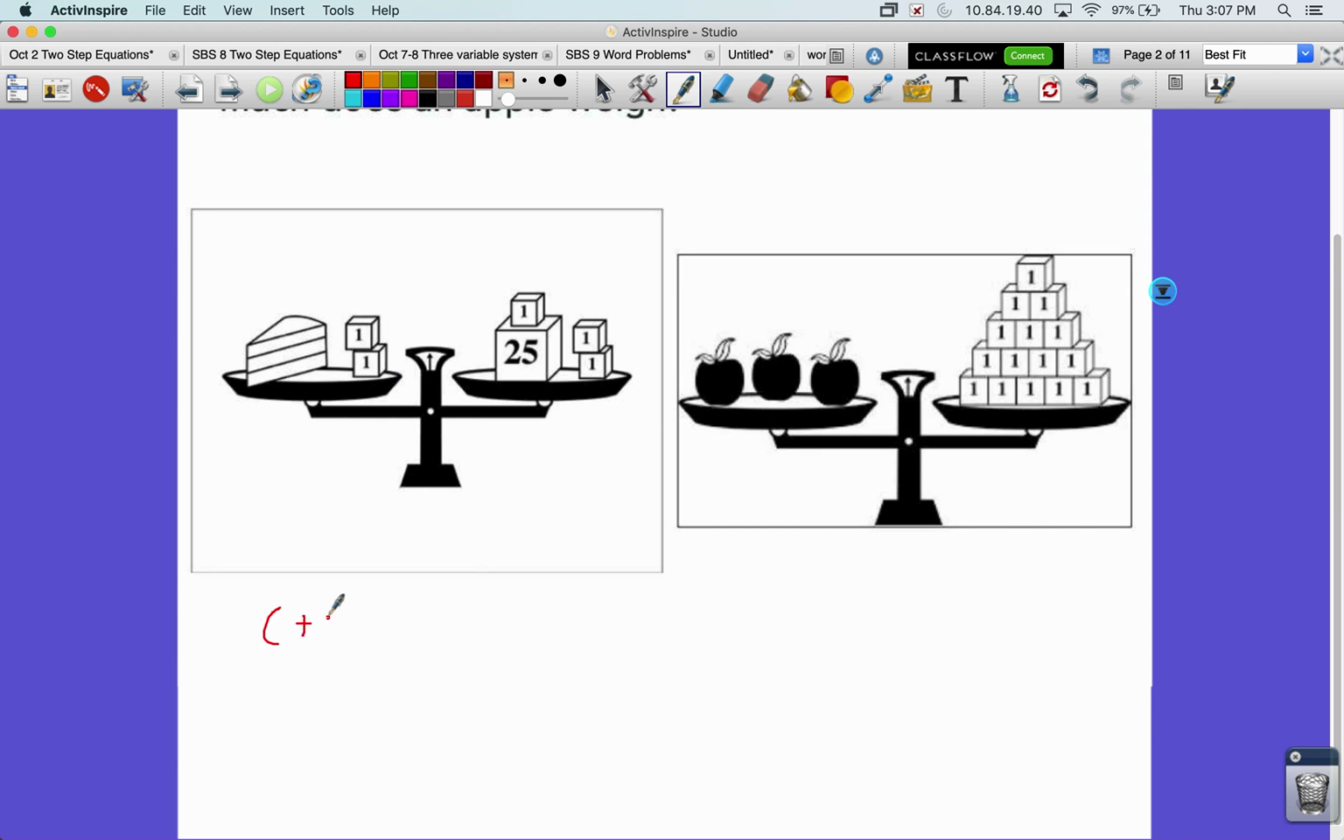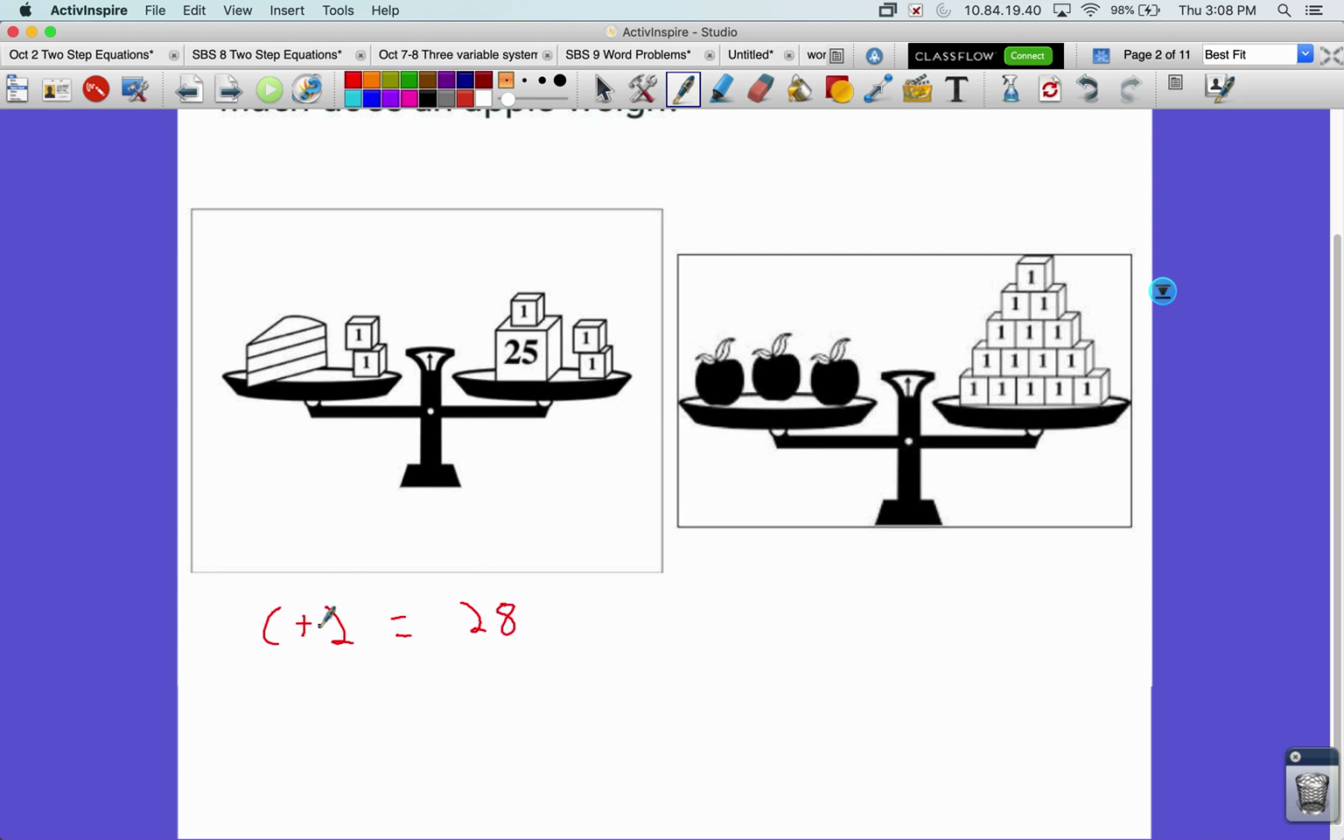Well, two more weights. We're not exactly sure what the unit is, but whatever the unit is, these are each worth one of them for a total of 2. Equals, and then on this side I see I've got 25, 26, 27, 28 units.